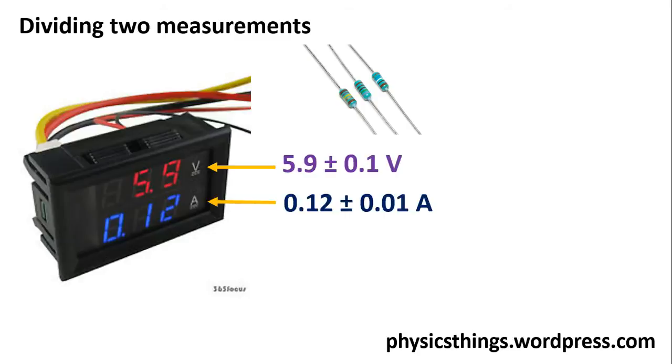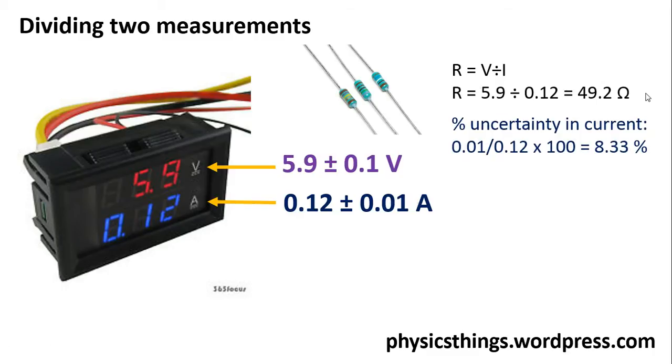Now, again, we can use our trusty voltmeter and ammeter combo. If we wanted to work out what the resistance of a resistor was, we'd use the equation resistance is voltage divided by current. I stick my numbers in and I get a resistance of 49.2 ohms. And notice how, despite the fact that our current is to 2 decimal places, because our voltage is only to 1, I've rounded it to 1 decimal place.